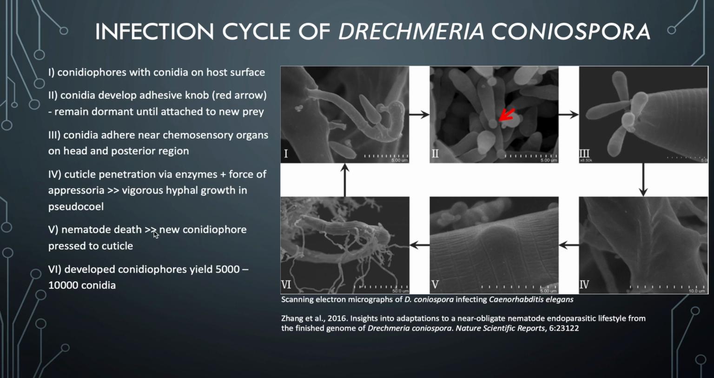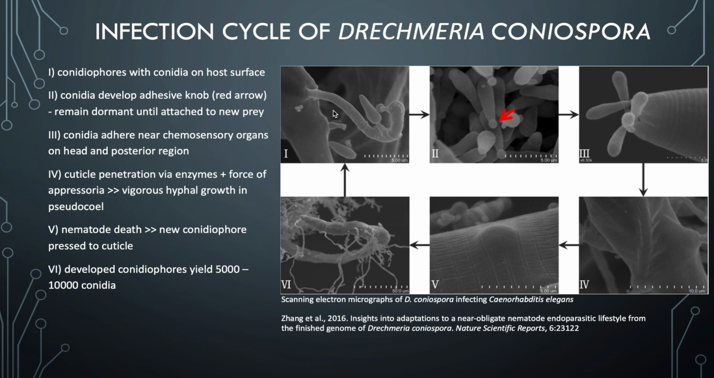And once that happens, of course, the food source is running out. So now the new conidiophore has to form. And this is an image here showing how this new conidiophore is pressing on the cuticle internally, but does not penetrate the cuticle. So the contents of the nematode is still feeding the development of the new conidiophores. And then these come out again out of the nematode.